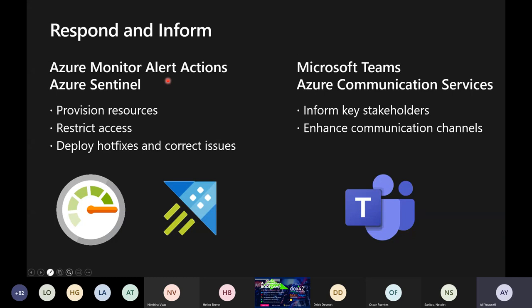So Azure Sentinel allows us to audit and quickly take action on our pipelines as well. To inform, Microsoft Teams is really great. There's actually a bot for both Azure DevOps and GitHub. The bot works very well with Teams and channels within Teams to allow you to have approvals and let you know when builds have completed or failed and so on, using action cards.